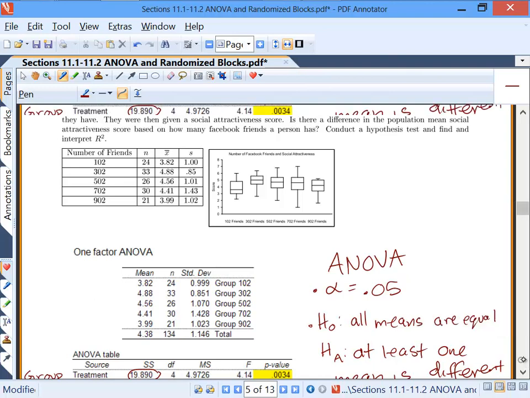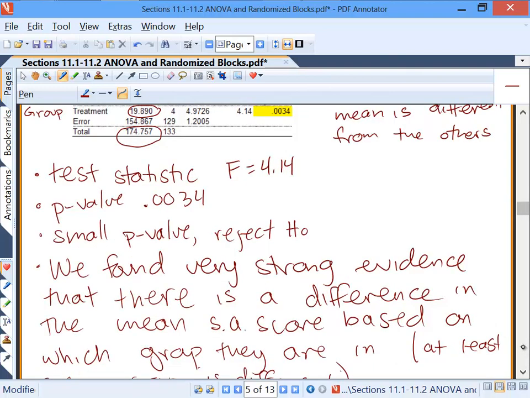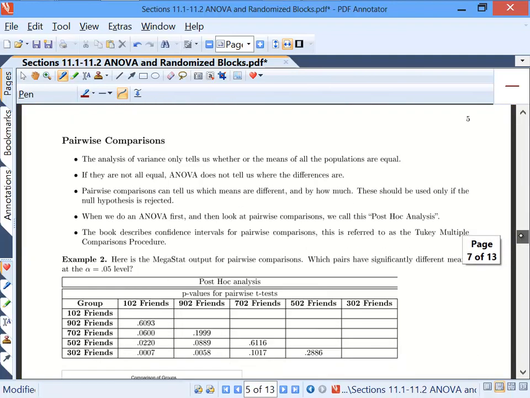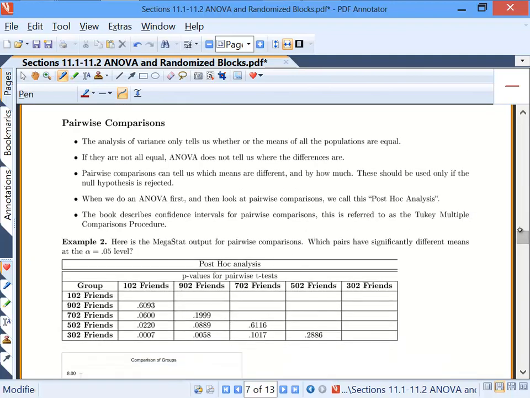So other questions on ANOVA? Anyone see one problem? I think it's not too bad. Hopefully you agree with me.